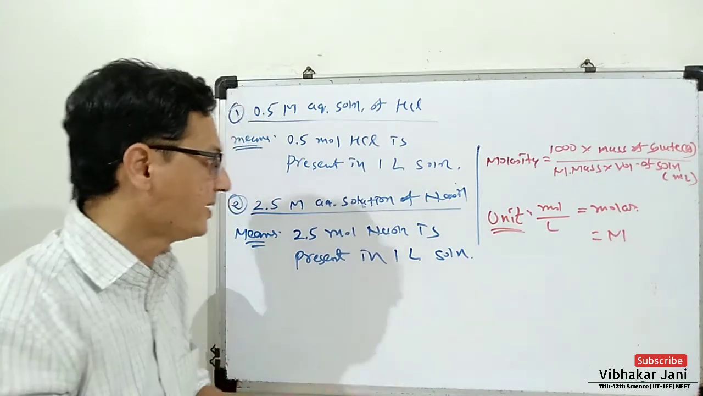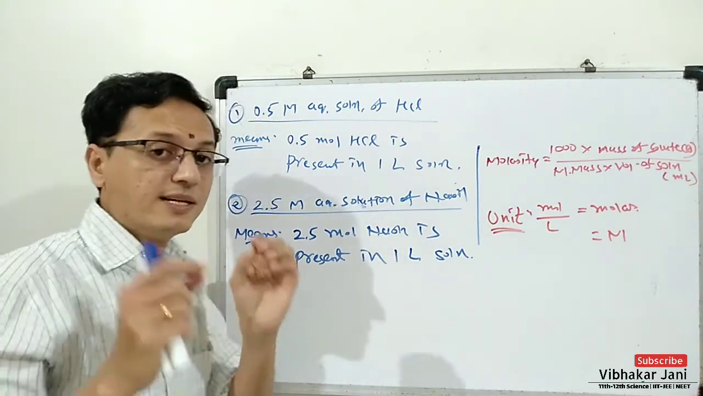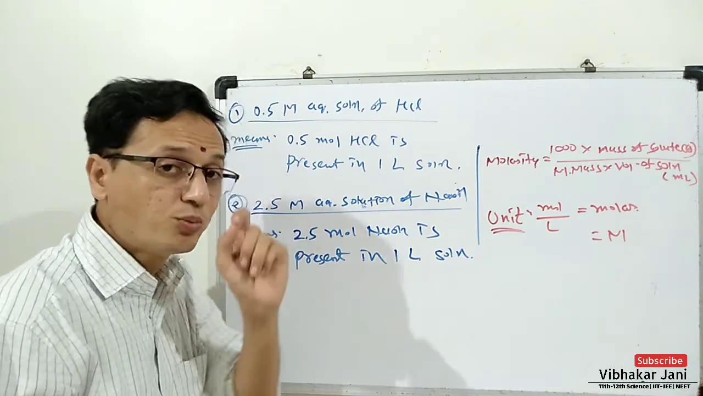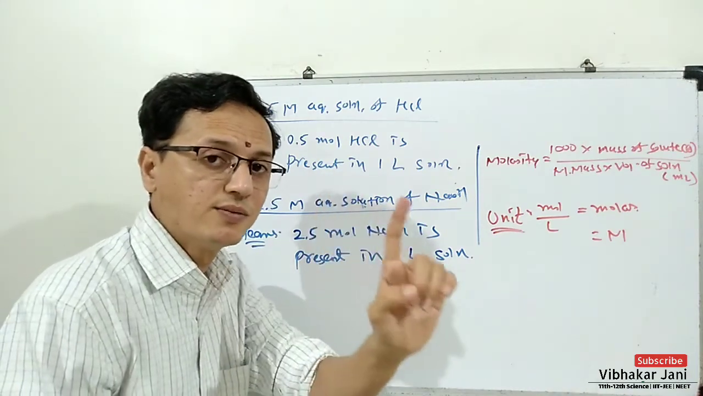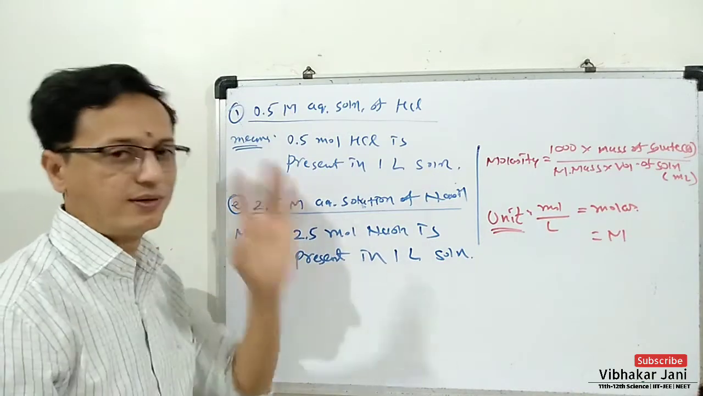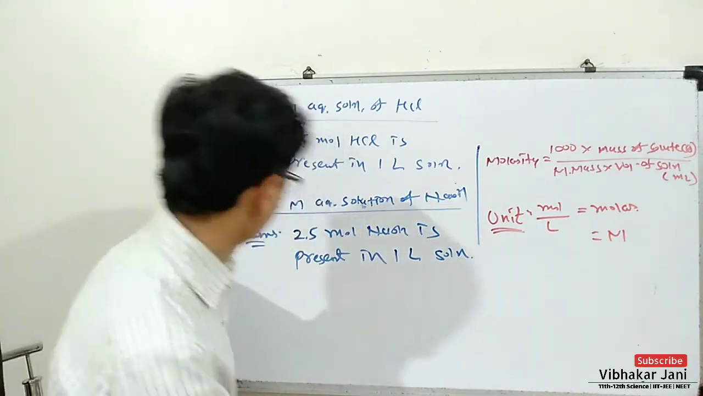So you can interpret such statements: if 2.5 molar is given, then it means 2.5 mole solute is present in how much solution? Answer is 1 liter. Okay, just write down this also. Then after we will see some numerical problems. Okay.